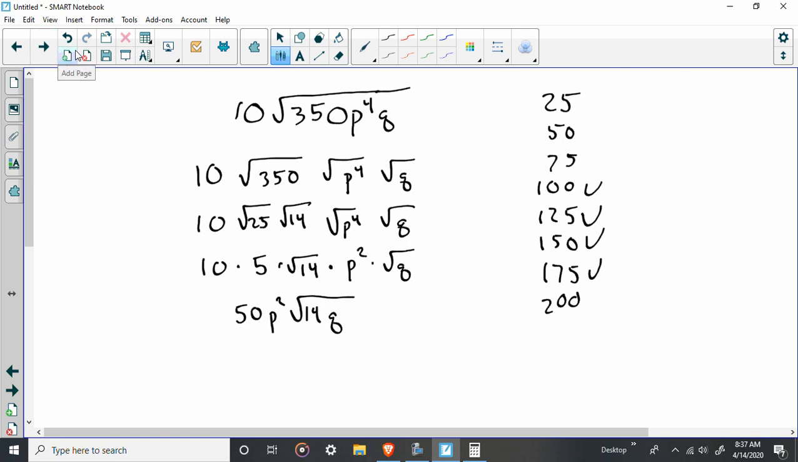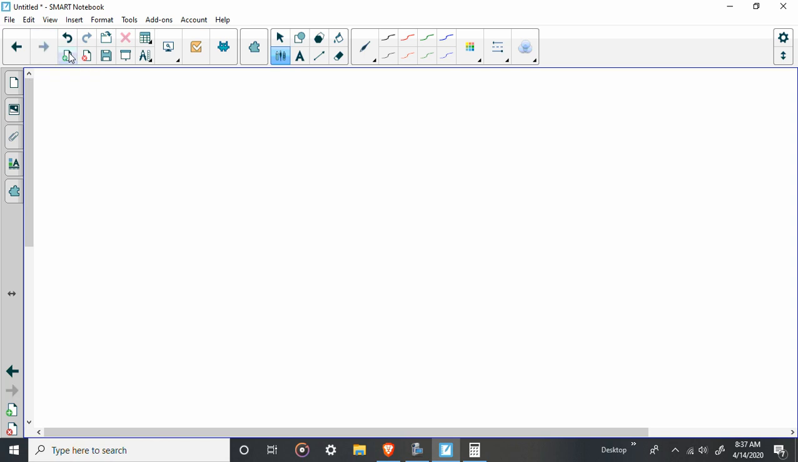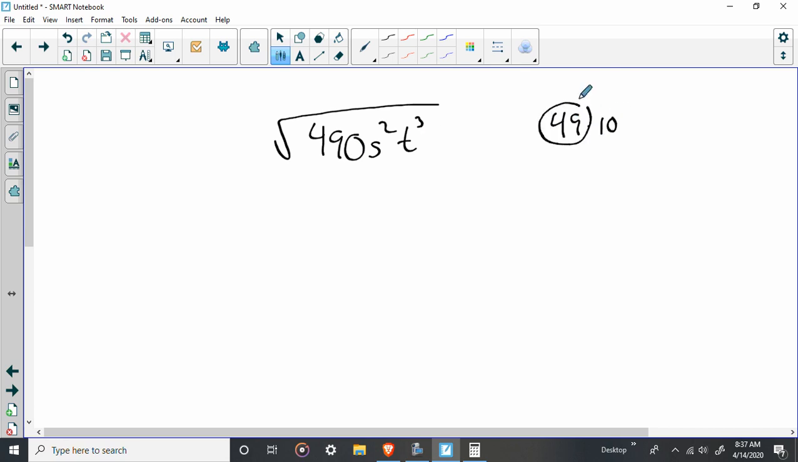Okay, and let's just do one more for good measure. So what if I said 490 s squared t to the third? I want the square root of that. Well, again, 490 should tell me that's 49 times 10, right? I know that 49 is a perfect square. Okay, so let's go ahead and break this down. So square root of 49 times the square root of 10 times the square root of s squared times the square root of t to the third.